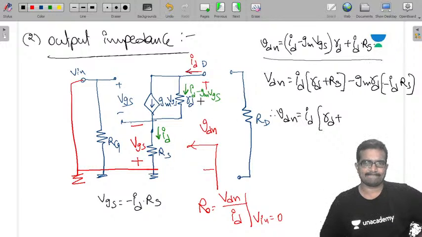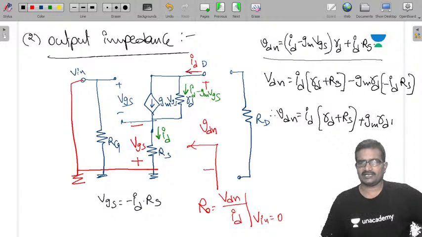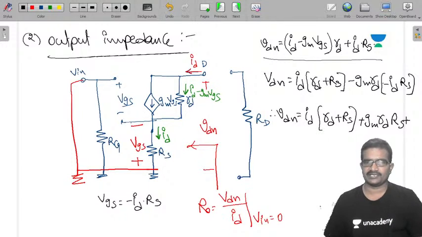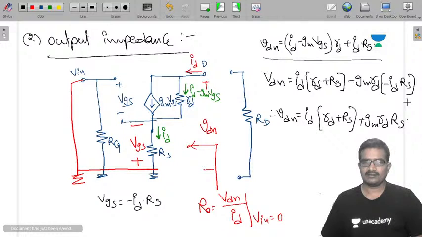This is VDN. VDN is ID times small rd plus capital RS, minus GM into VGS into small rd. Okay, fine. Now VDN is ID into (RD plus RS) plus GM into RD into RS into ID.